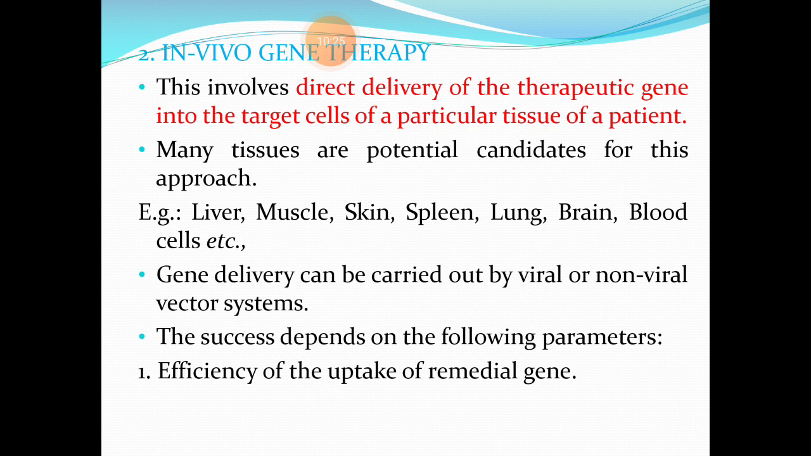Then the another type is in vivo gene therapy. This involves directed delivery of the therapeutic gene into the target cells of a particular tissue of a patient. It is done inside the patient's body. Okay. Many tissues are potential candidates for this, like liver, muscle, skin, spleen, lung, brain, blood cells, etc. And here, gene delivery can be carried out either by viral method or by non-viral vector systems. Both the way you can do, though right now viral vector systems are used.